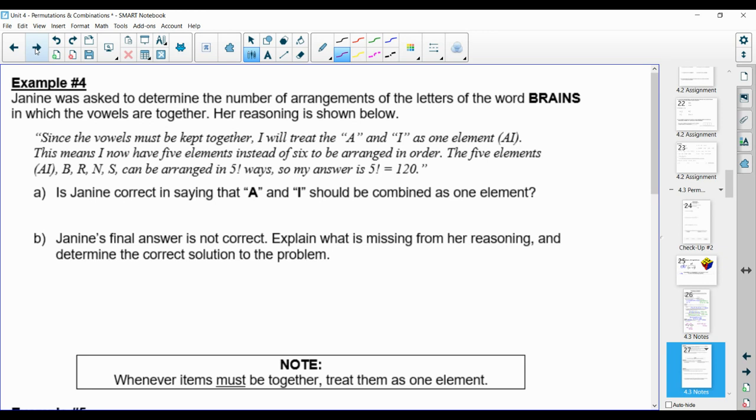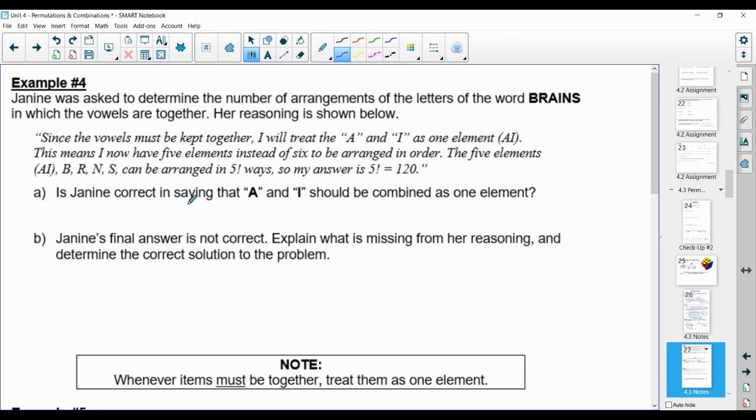I want you to take a moment and think about that and ask yourself, is she correct? First of all, is she correct in saying that A and I should be combined as one element? And then secondly, is her final answer correct or not? Well, I actually tell you here that her answer is not correct. So I want you to tell me or decide for yourself what's missing. What did she do wrong? So pause the video, think about it, and then come back and check your answer.